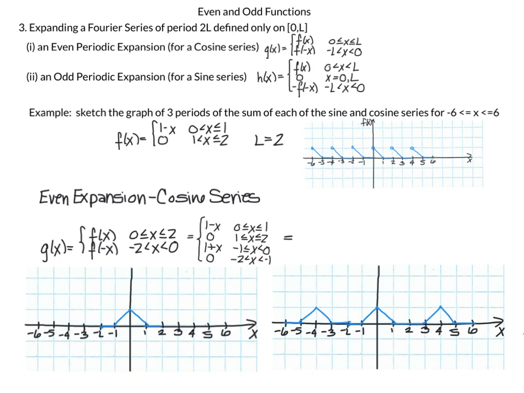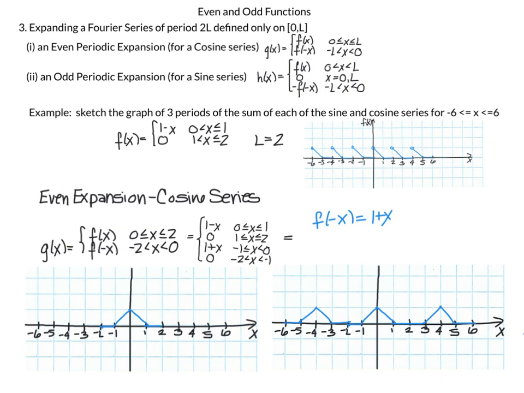From negative 1 to 0, what I need is f of negative x. If I plug negative x into f of x, I get x plus 1, which is exactly what I have here. And if you think about it, at 1/2, I get 1 minus 1/2, which is just 1/2. And over here, I'd have negative 1/2, and when I plug that in, I also get 1/2. So I have this even expansion now.